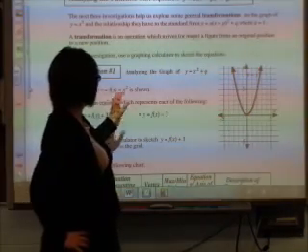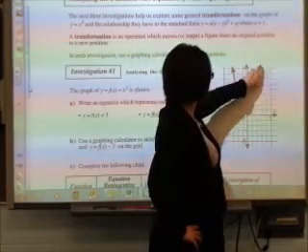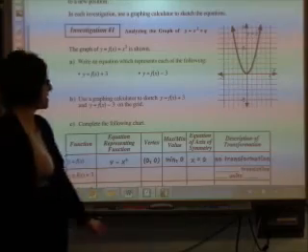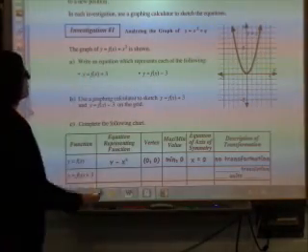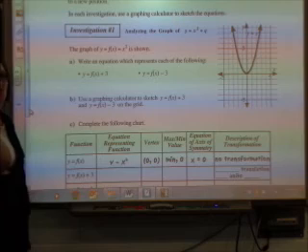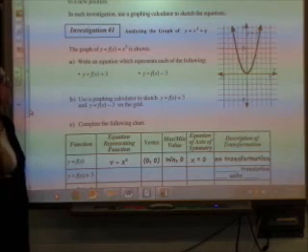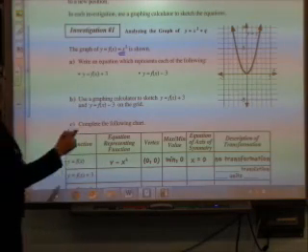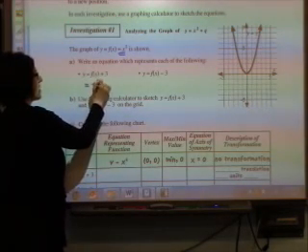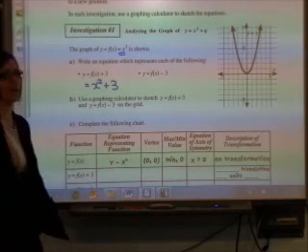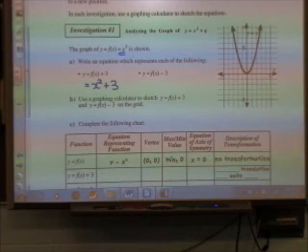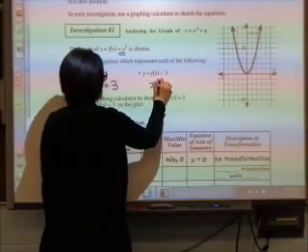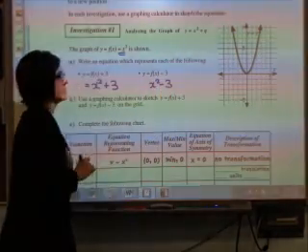So if I have the graph y equals x squared, that's this graph right here, it says write an equation which represents each of the following. This right here, when it says y equals f of x plus 3, well, f of x equals x squared. So I can substitute x squared in for f of x, and I get the equation x squared plus 3. The same thing here, I would get x squared minus 3.